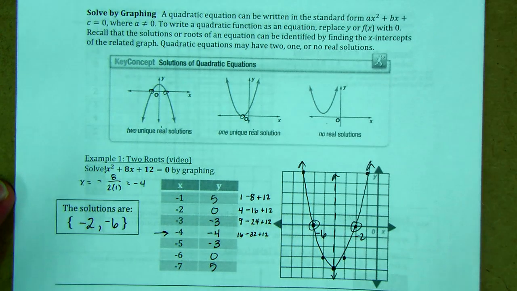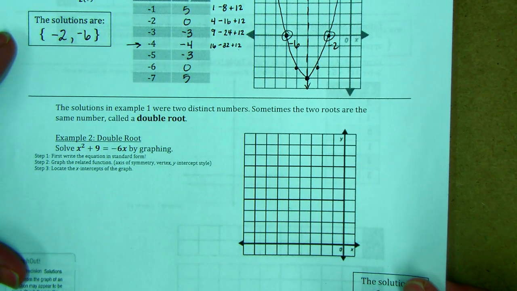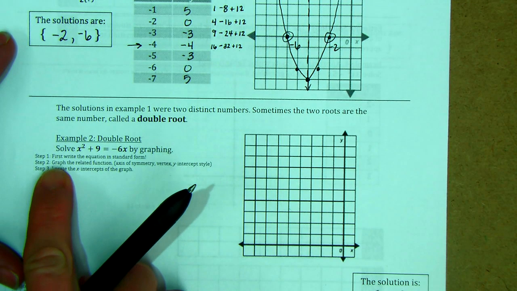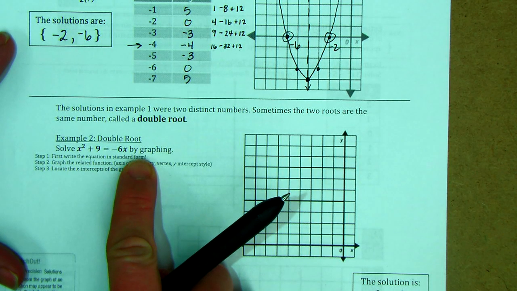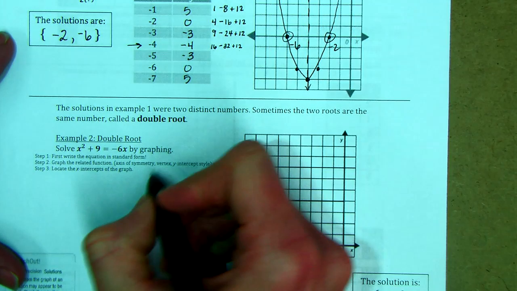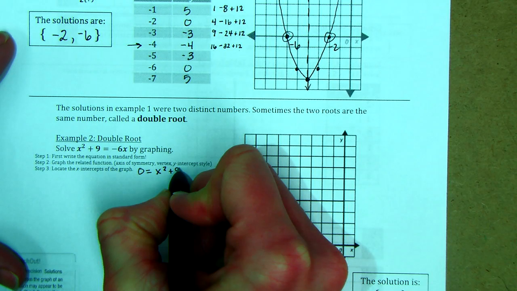Okay, a double root. Let's see, step by step. First, write the equation in standard form. That means setting it equal to 0. So I'm going to add the 6x over here and get 0 equals x squared plus 6x plus 9, because we have to go in descending order.